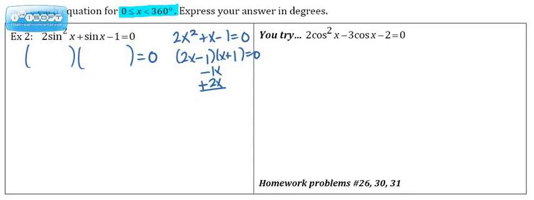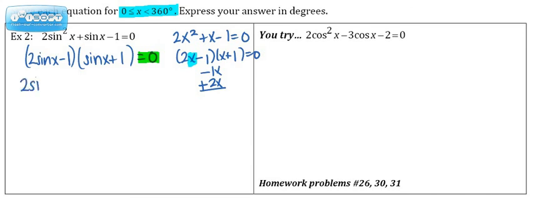Now once you have what the two binomials look like, we can go back to the left, and wherever there's an x, I'm just going to replace it with a sine of x. So I have 2 sine of x minus 1 times the quantity of sine of x plus 1 equals 0. Now we want our right side to equal 0 because then we can use the zero product property. So hopefully that will help you solve these pretty simply.